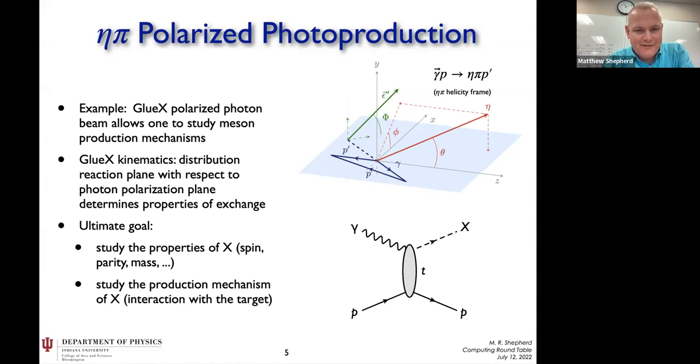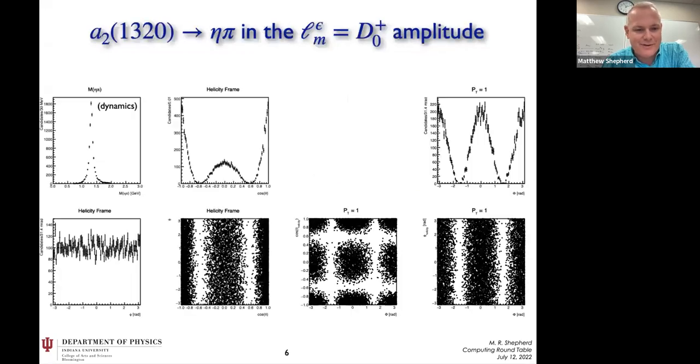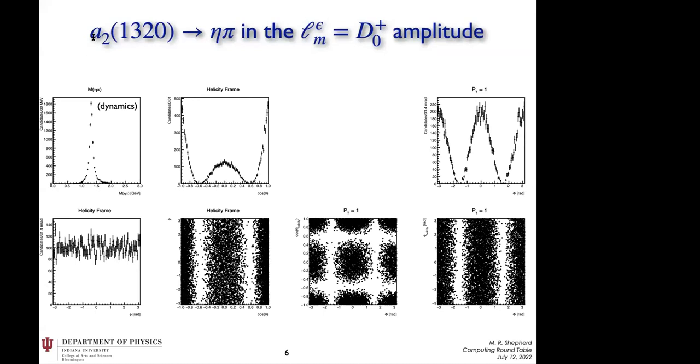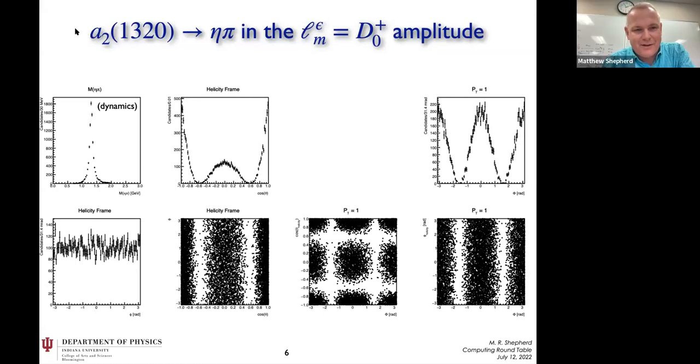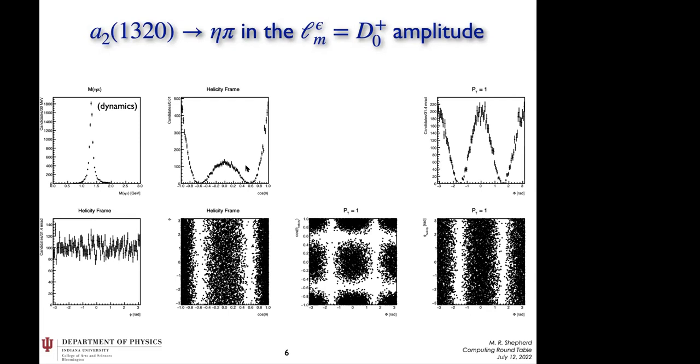To give you an example, we can use a simple Monte Carlo generator, with no detector or anything, and just generate some of these angular distributions according to various physics properties. I assumed the production with a photon of a resonance called the A2 that decays into eta pi. We can look at this angle here, and its shape tells me about the spin of the A2 and its spin projection when it's produced.